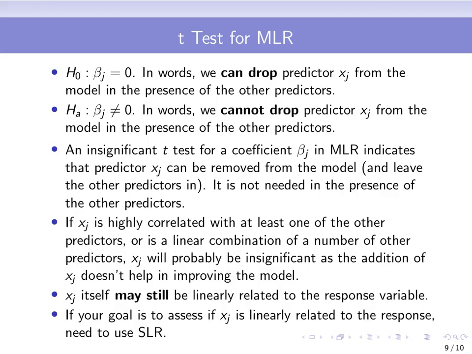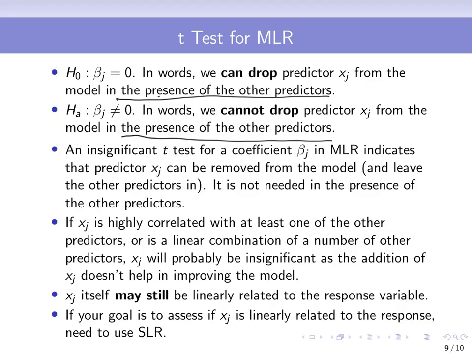The t-test tests whether an individual coefficient is 0. In words, what this means is that we can drop predictor x sub j from the model, and this part here is key: in the presence of the other predictors. So you must leave the others in. That means when you have the others, can I drop x sub j? And the alternative, again, is that we cannot drop the predictor in the presence of the other predictors. So an insignificant t-test indicates that predictor x sub j can be removed from the model while you leave the others in. That predictor is not needed in the presence of the others.